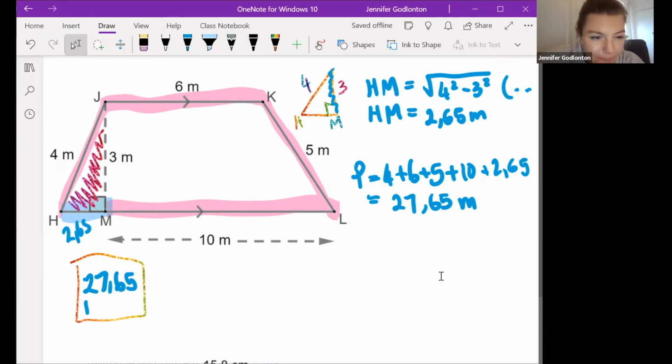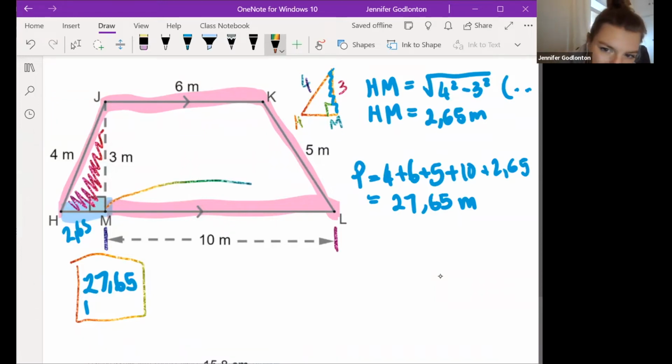Okay, so I see, the arrow is not the whole length. If you have a look at the arrow, it very clearly stops at M. So that arrow is telling you that ML is 10 meters, not HL.